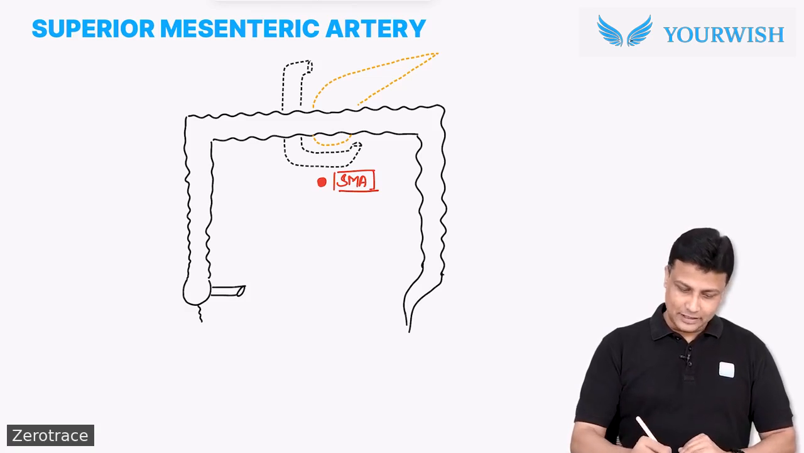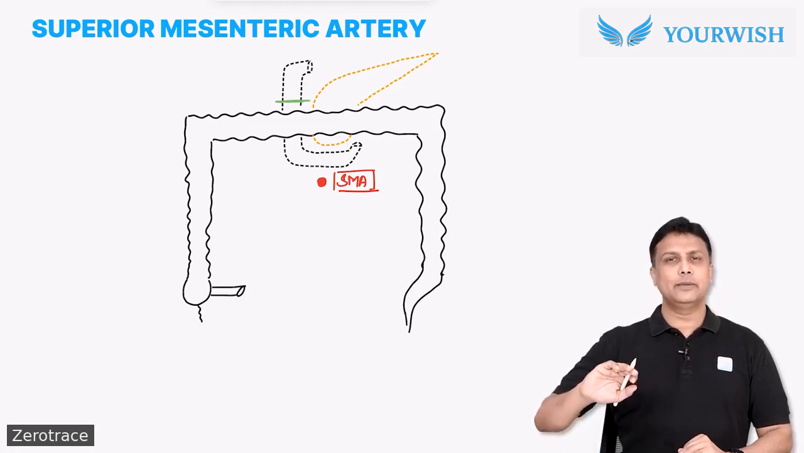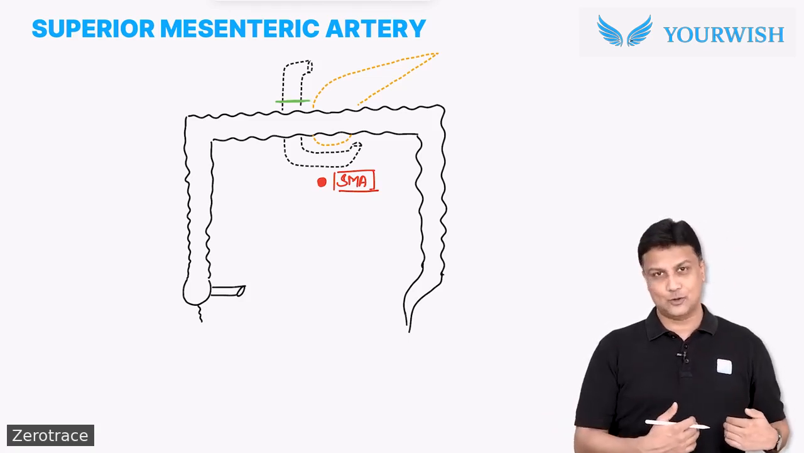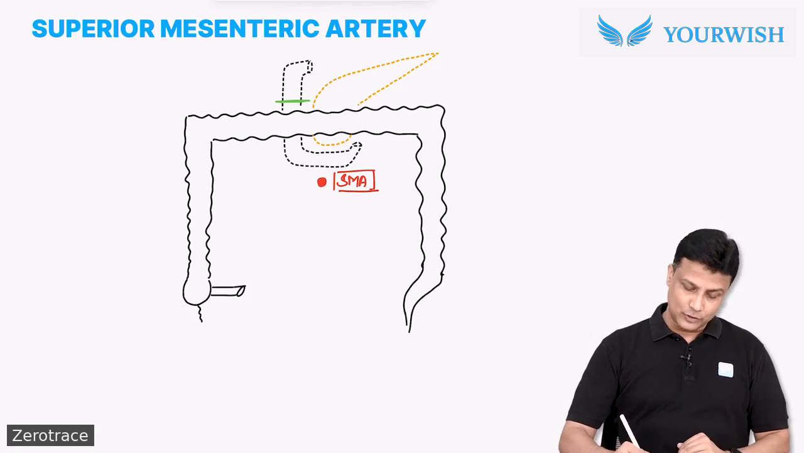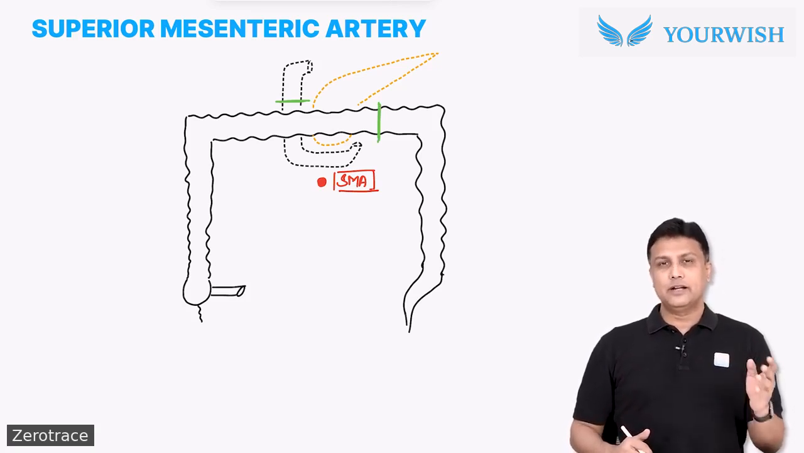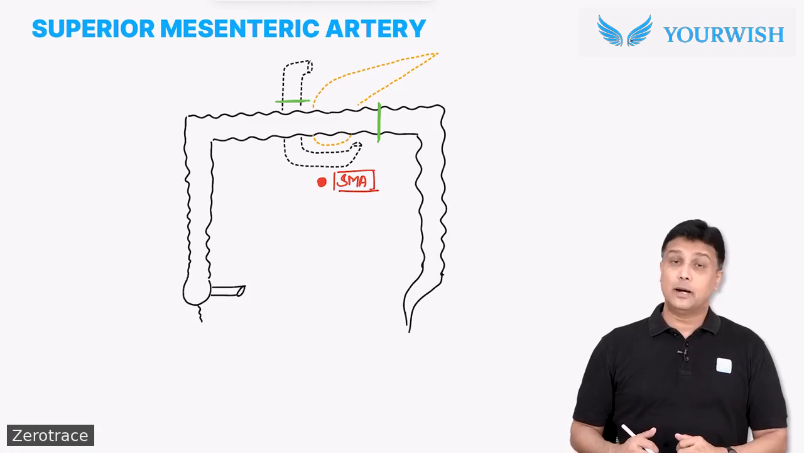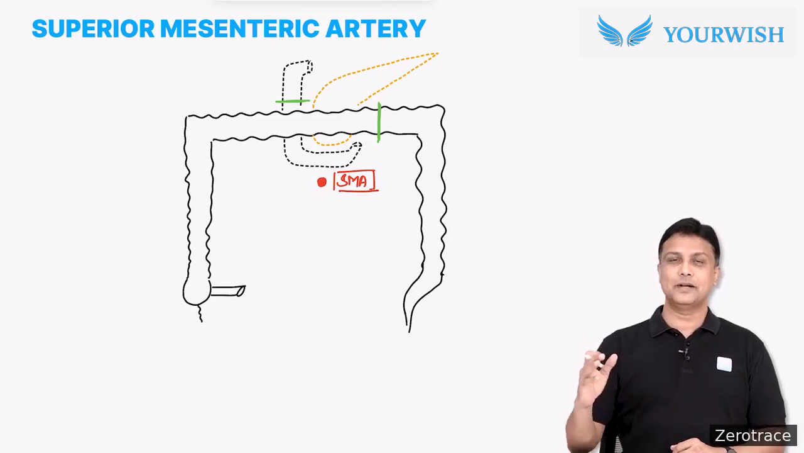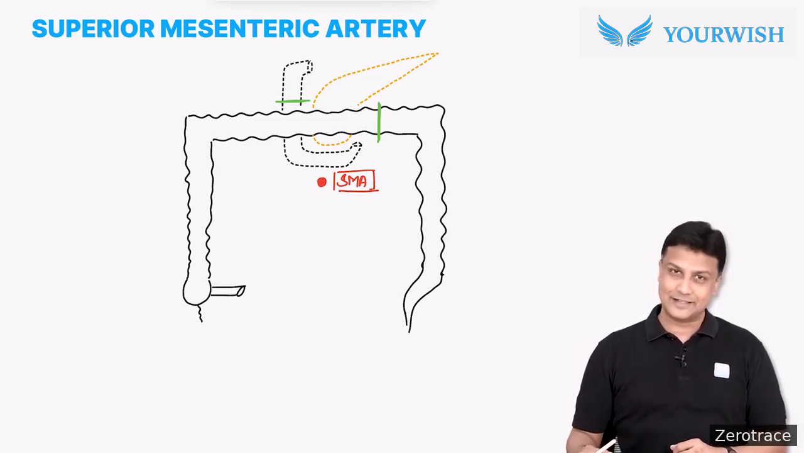Now I told you already, the midgut will be extending from where to where? The midgut is going to begin from the second part of duodenum, and then it is going to include all the remaining parts of duodenum, then jejunum, ileum, cecum, ascending colon as well as transverse colon. But not the complete transverse colon, only the right 2/3 of the transverse colon, or we can say the proximal 2/3 of the transverse colon. So midgut is going to extend from second part of the duodenum up to the right 2/3 of the transverse colon. And now we are going to just walk along this midgut and automatically you'll be getting all the branches given by superior mesenteric artery.